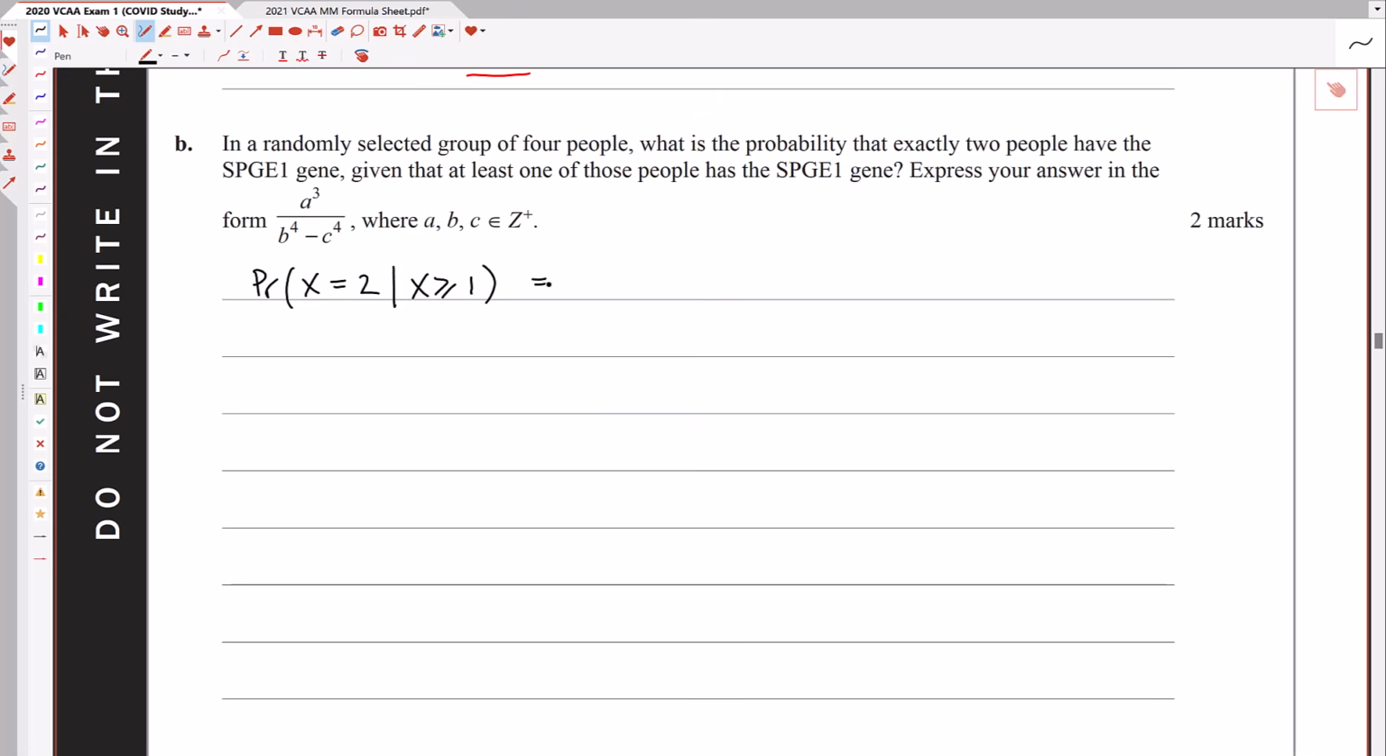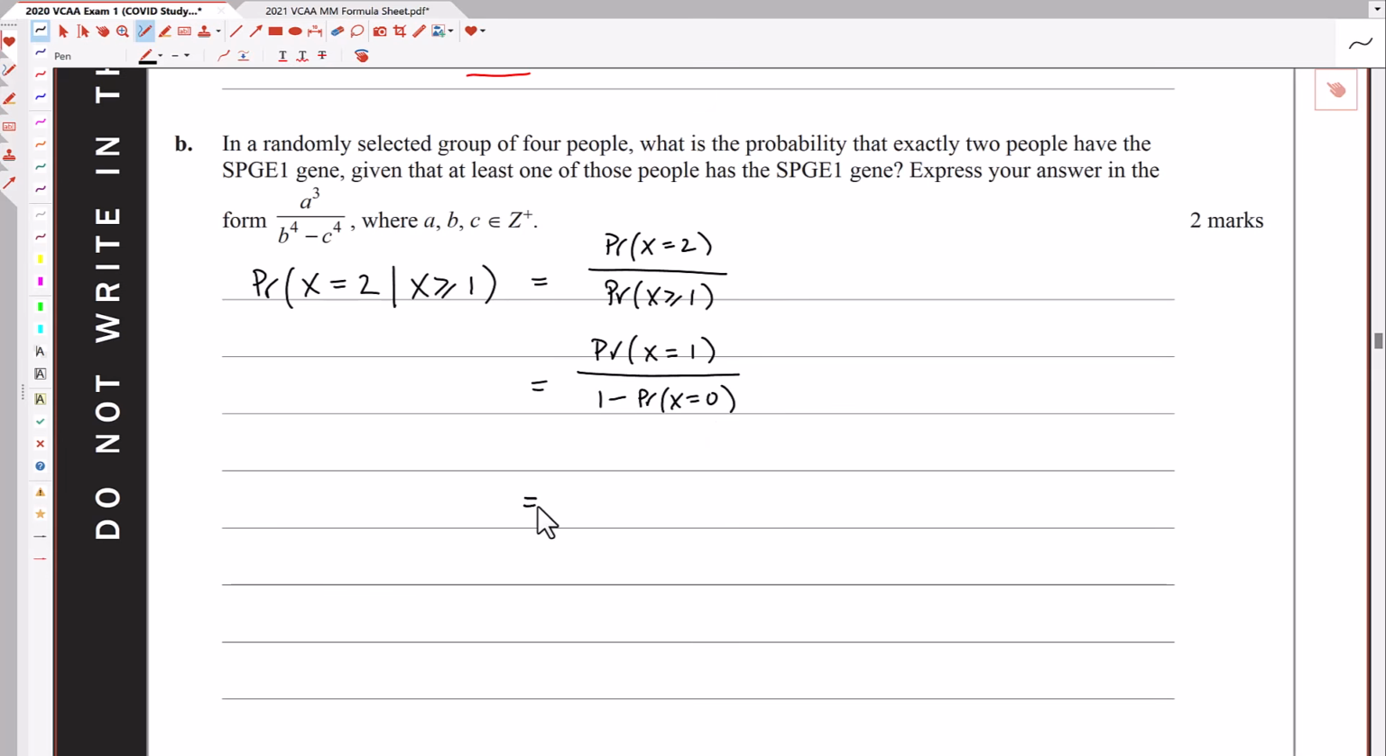Okay, so conditional probability, we need the intersection of those two things. If x has to equal 2 and be bigger than or equal to 1, the only way that happens is when x equals 2, so the intersection is probability x equals 2. And then we do that over the second thing. Now, given we're working by hand, it's much quicker to work out probability x bigger than or equal to 1 by doing 1 minus the probability that x is equal to 0.